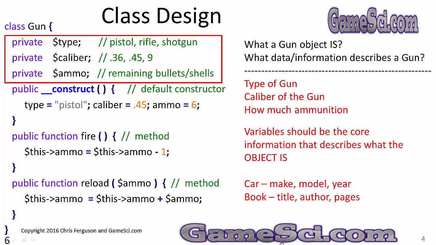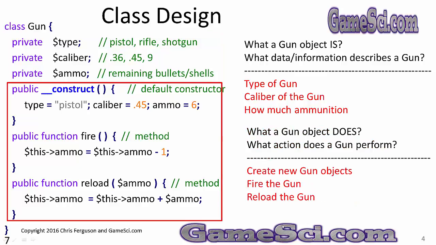Variables should be the core information that describes what the object is. For a gun, it's the type of gun, the caliber of the barrel, and how much ammunition is currently in that gun. If I was building a car class, it'd be information like the make and the model and the year, maybe the mileage of the car. If I was building a book class, well, what describes what a book is? The title of the book, the author of the book, the number of pages of the book. That is key information that describes what a book object is. When you're designing a class, think of the things that describe the object you're building, and those are your variables.